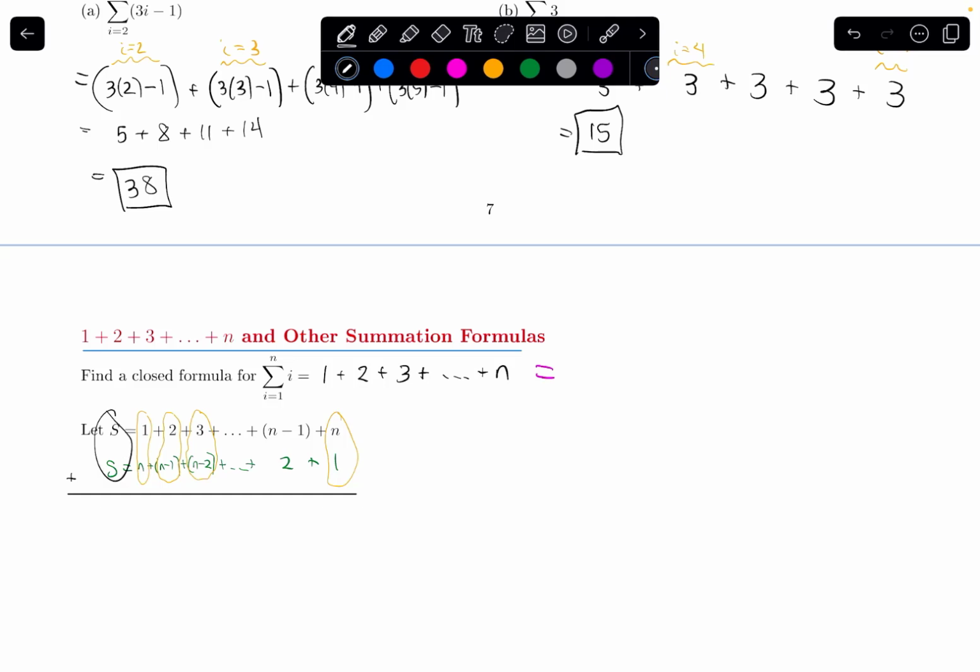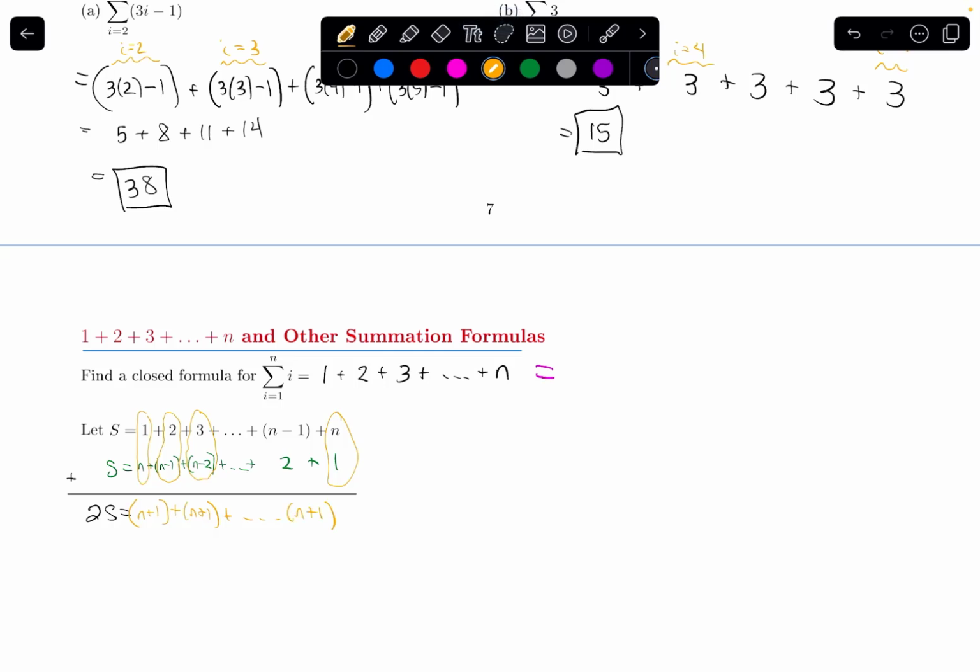So s plus s on the left is 2s. On the right, each of those parentheses becomes n plus 1. So the first circled thing is n plus 1. The second circled thing is n plus 1. All the way down to this last one, which is also n plus 1.